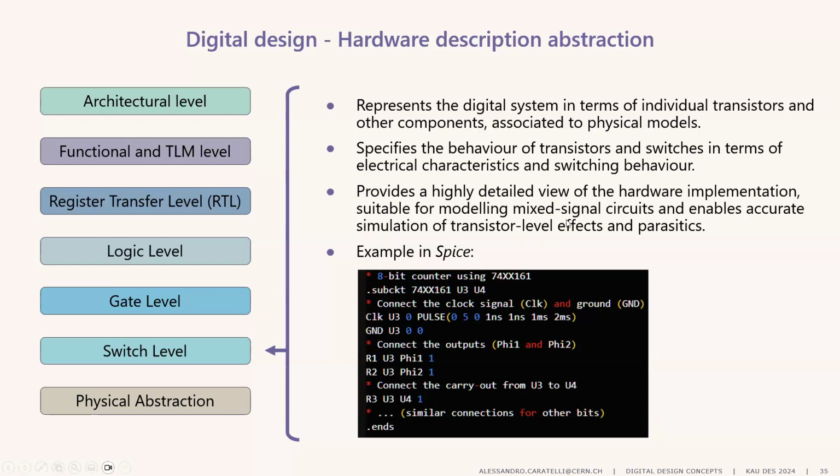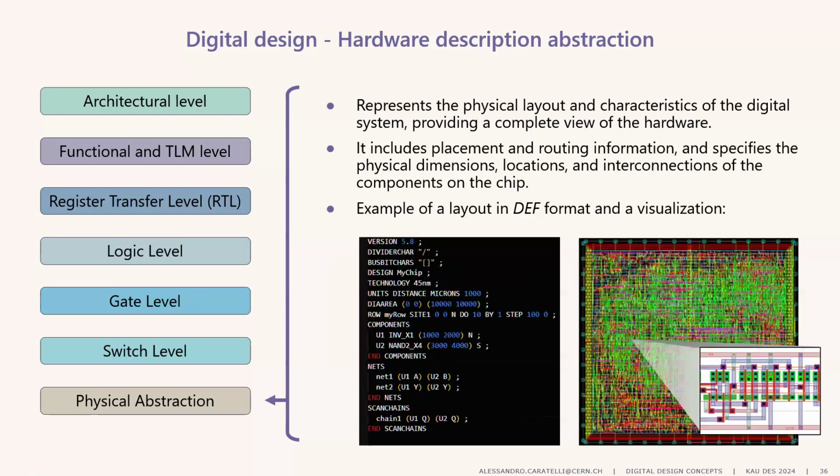This provides a higher level of detailed view of the hardware implementation. And here you have an example in this language called SPICE. You don't write this manually, you generate it, but it's good to know it. And then on the lower level, you have the physical abstraction. Here you're representing the physical layout and characteristic of the system, providing actually a complete view of the hardware.